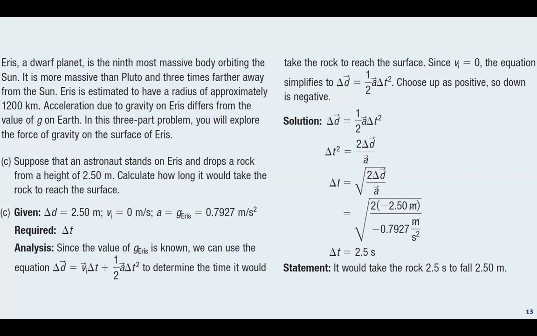Delta t is the square root of 2 times delta d over acceleration a. So putting all the values in, we have delta t is approximately 2.5 seconds. So it would take the rock 2.5 seconds to fall 2.50 meters. All right, any questions?